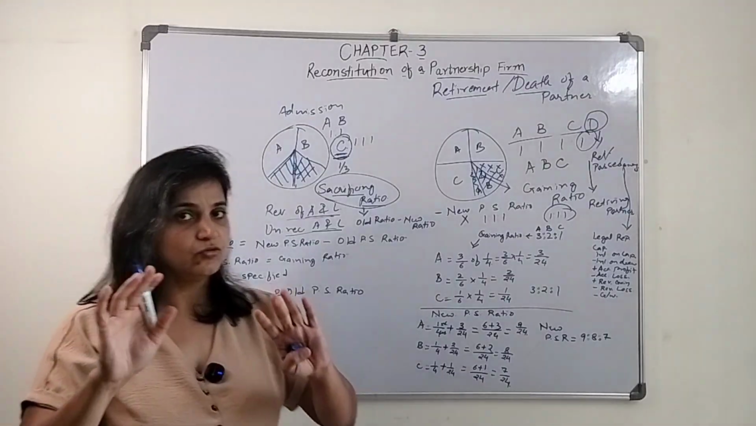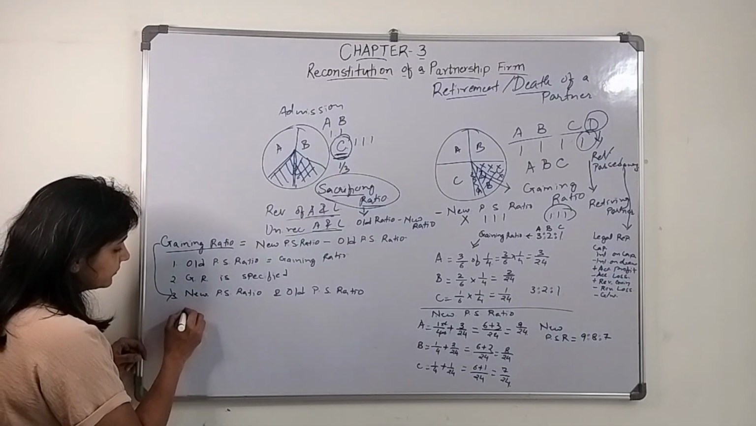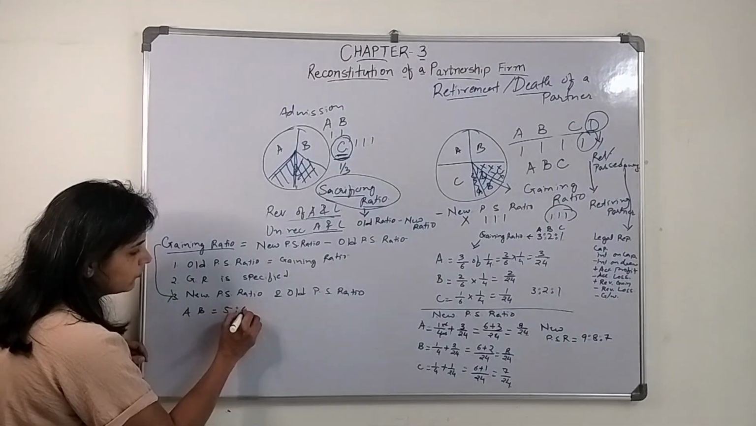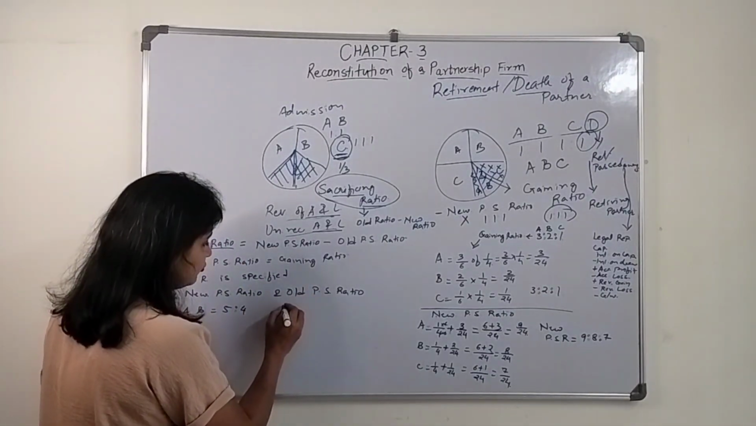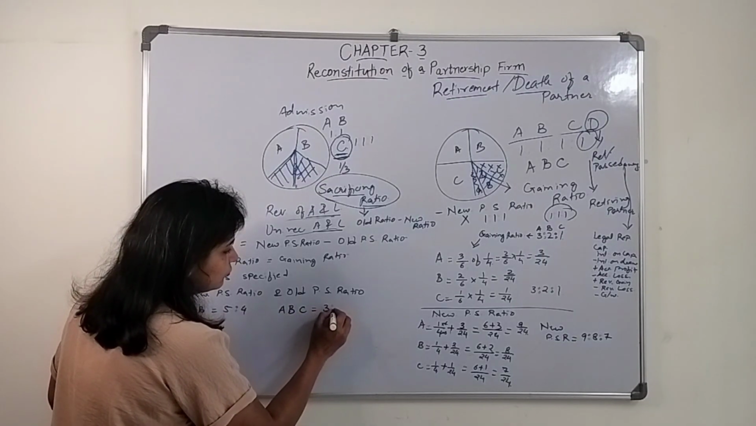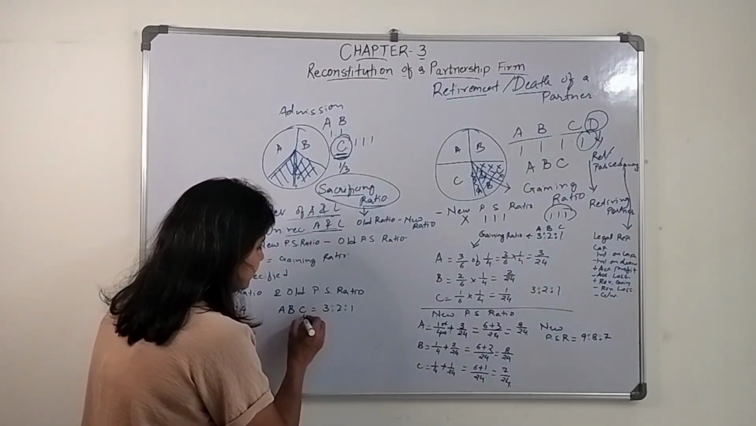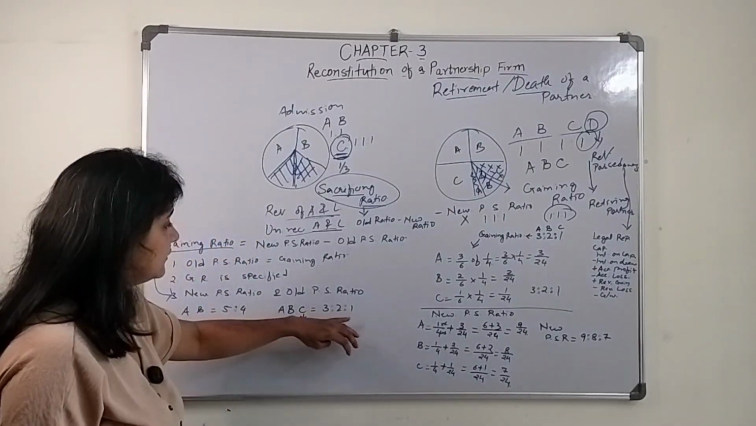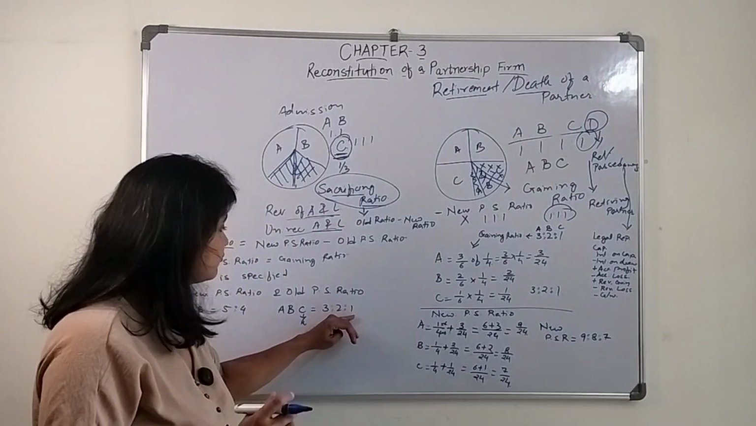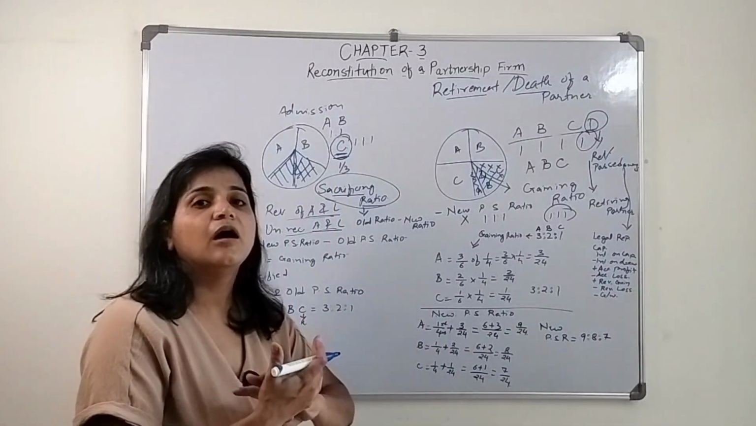Let's do it with an illustration. Let's say the new profit sharing ratio of A and B is 5:4 and the old profit sharing ratio of A, B and C was 3:2:1. This was the old profit sharing ratio. C retires. So now the new profit sharing ratio is 5:4. C's share was 1/6, which was being shared between A and B in what ratio?